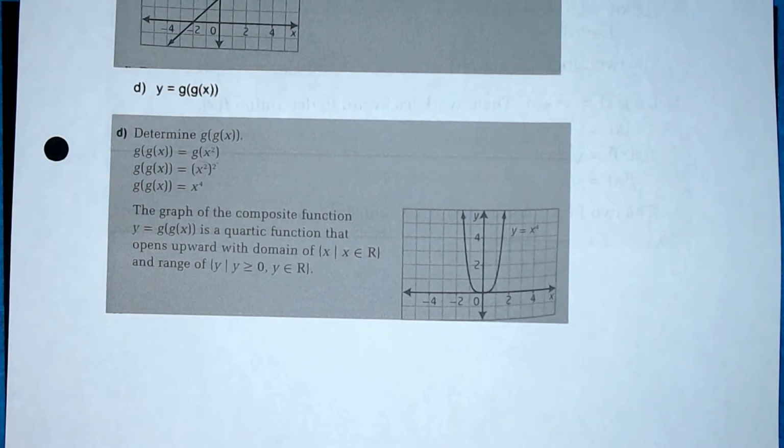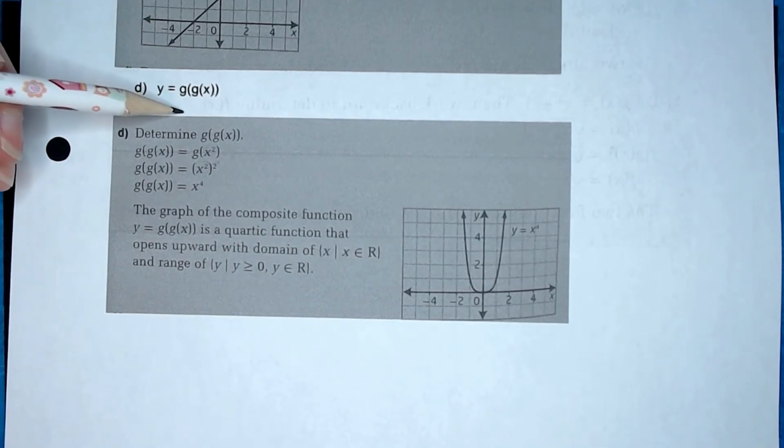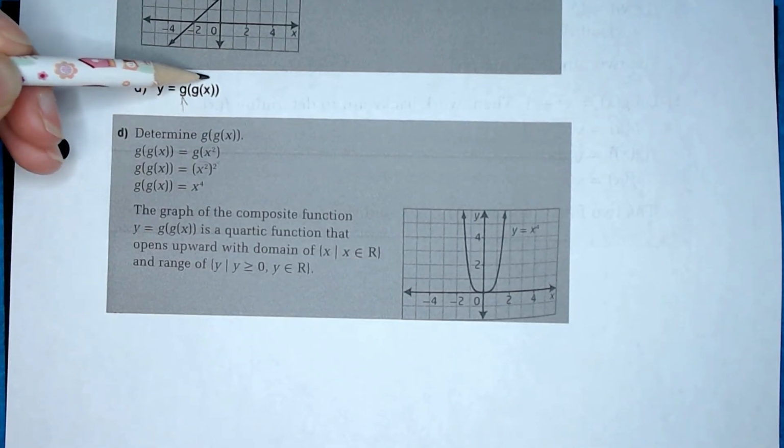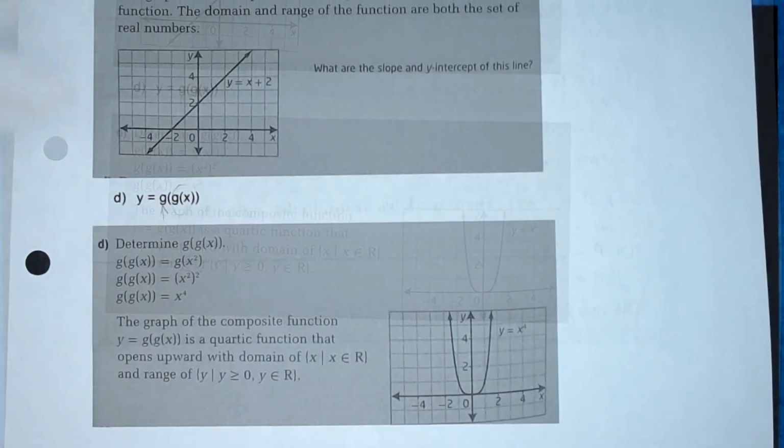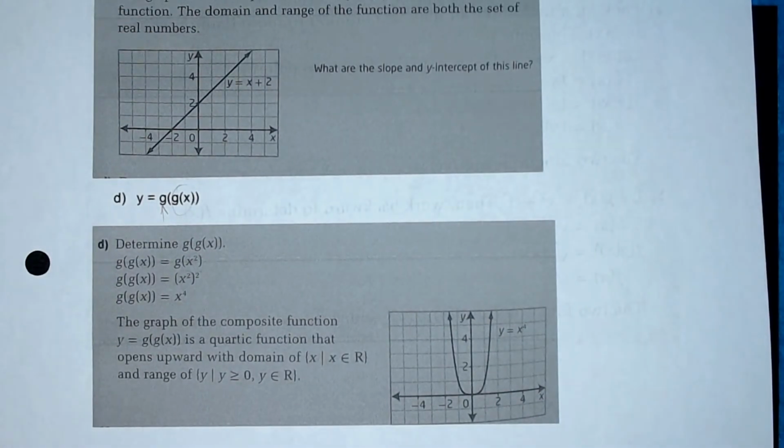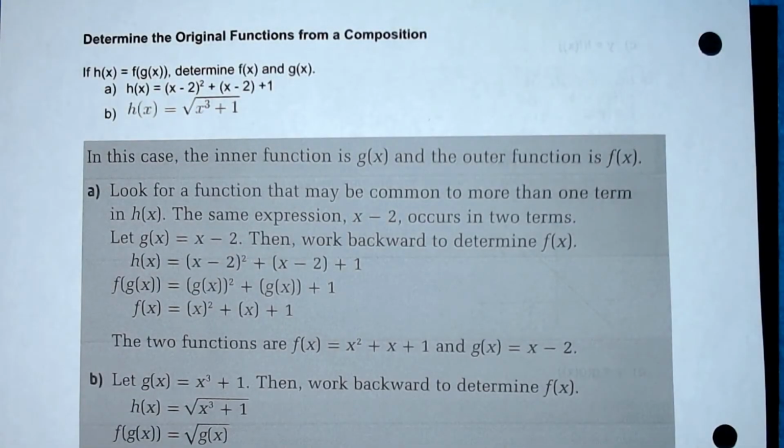So don't overthink these problems. You're just taking the value of that function and plugging it in wherever there's an x in the other function, in the original function. So wherever there's an x in g of x, you're plugging in this value. Don't overcomplicate it. Don't overthink it. Just keep it simple. Sometimes you might be given h of x and asked to determine the originating functions.